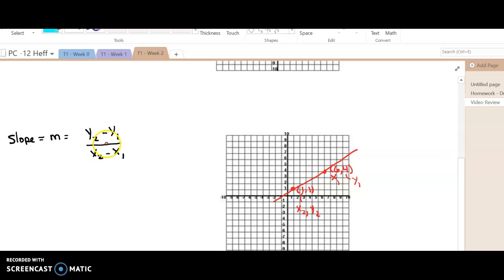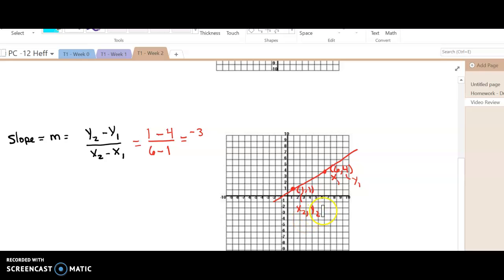And so if we're going to use this equation, we would take what we've decided is y2, so we'd have 1 minus 4 over x1 is 6 minus 1. What we get is negative 3 on top.